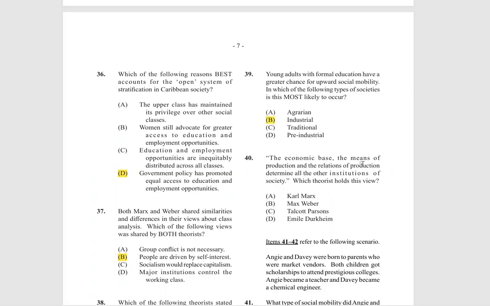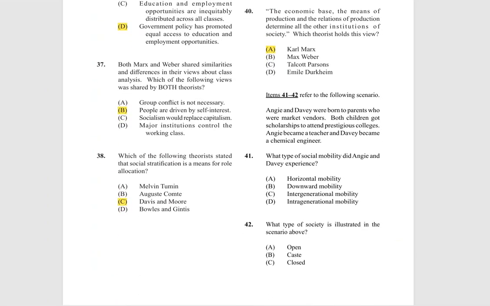The economic base, the means of production and the relations of production determine all other institutions of society. Which theorist holds this view? Number 40 is Karl Marx. 41 and 42 refer to the following scenario. Angie and David were born to parents who were market vendors. Both children got scholarships to attend prestigious colleges. Angie became a teacher and David became a chemical engineer.